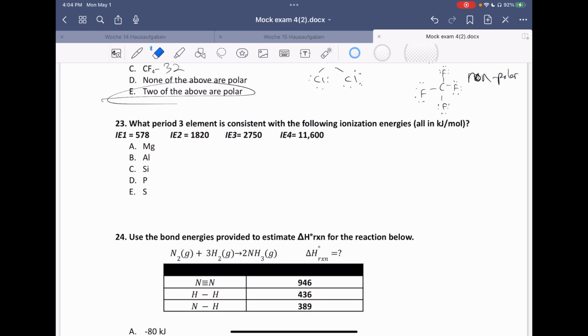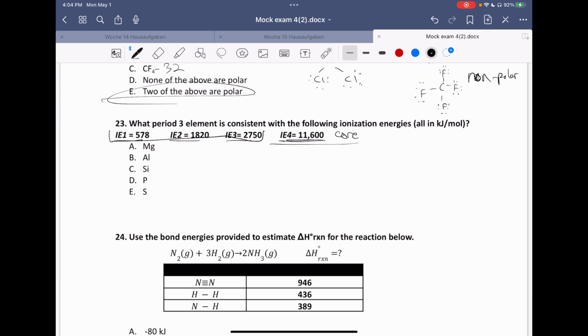So we see that the big jump is right here at the 4th ionization energy, which typically indicates that you've gone up to the next energy level and you're trying to steal from that element's core electrons, which are held way more tightly. So if it takes 3 ionizations, and then we're finally at the core on the 4th one, we know that there must be 3 valence electrons.